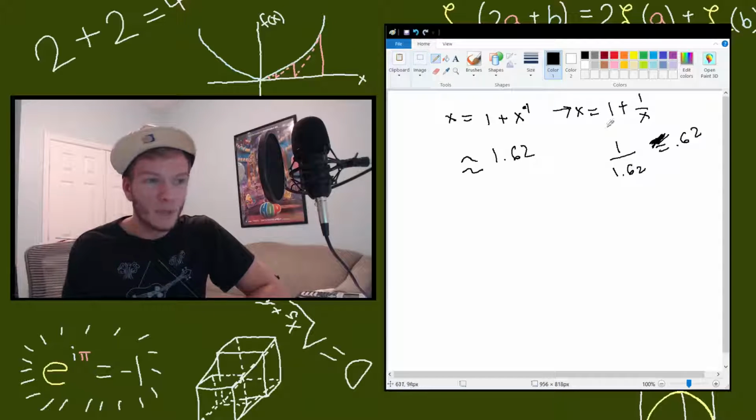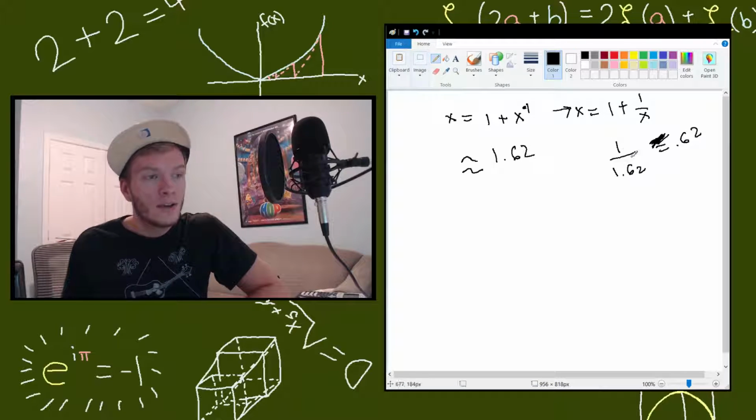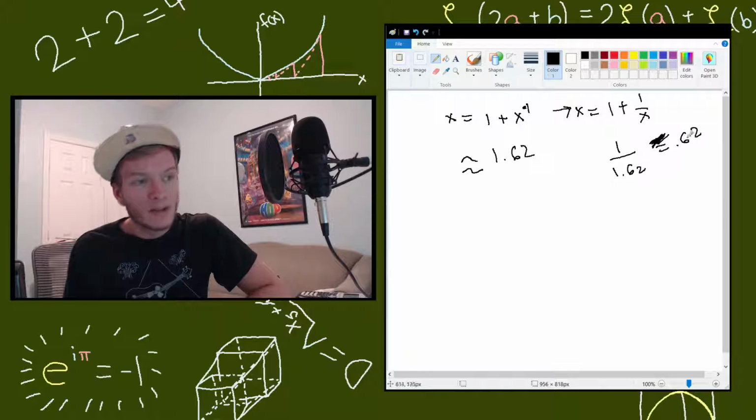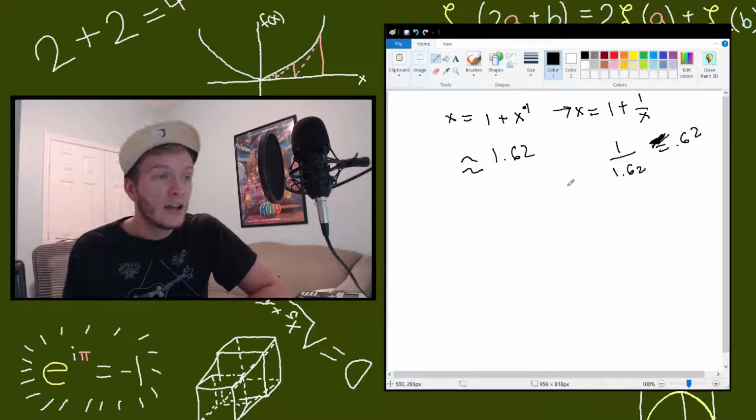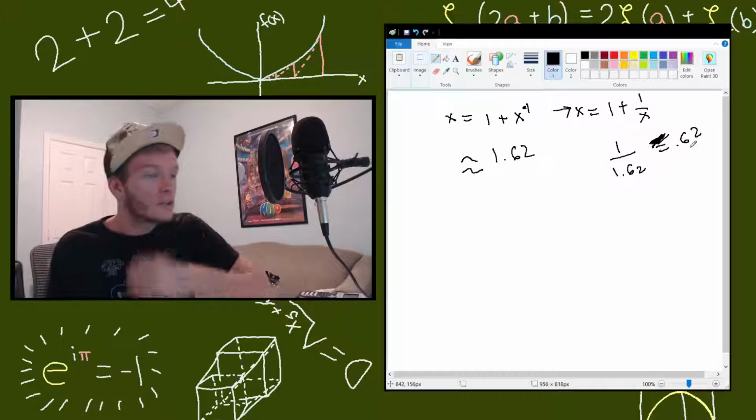If we look back at the equation that I wrote out, this is basically saying that this number is equal to 1 plus 1 over itself. So if we have 1 over this number, then we have the original number minus 1, because we can move this over to the other side. So that's just something I found that's cool.